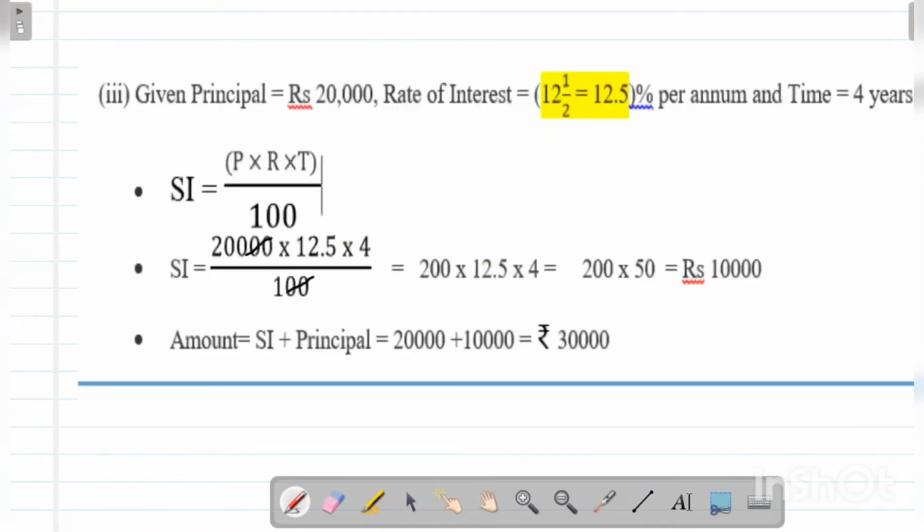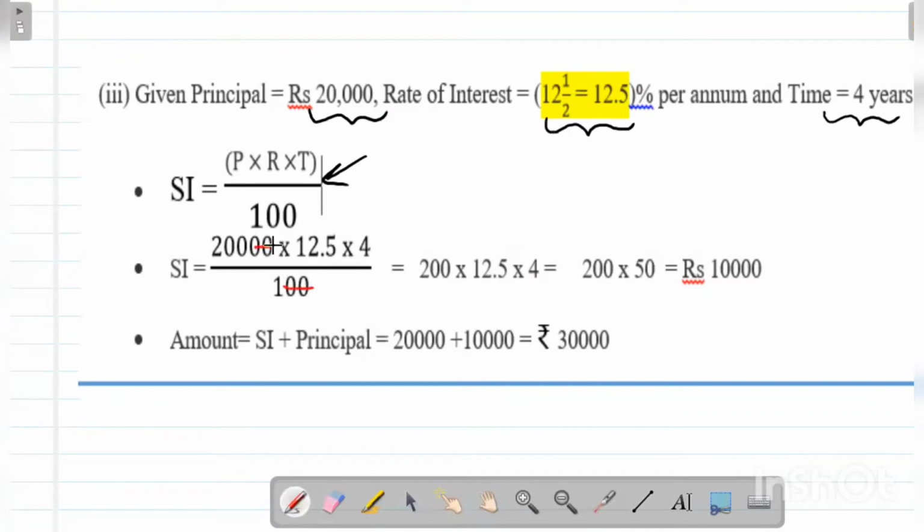Now let's have the second example. Here principal is given as 20,000, rate of interest is 12.5%, and time is given as 4 years. Now you can put the values into the formula. So these values are 20,000 multiplied by 12.5 multiplied by 4 divided by 100. Now you can do the cutting.